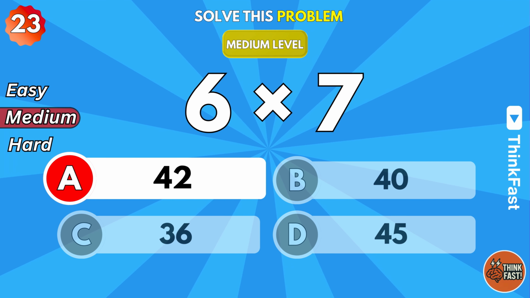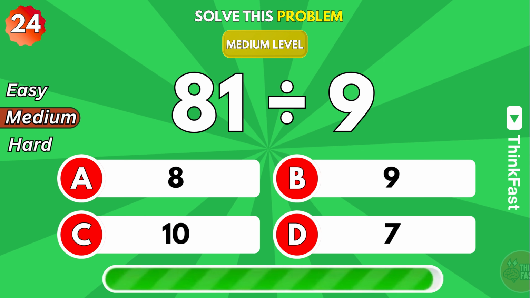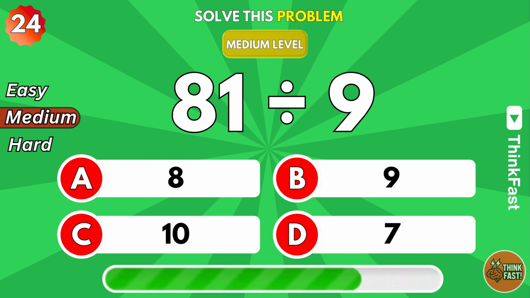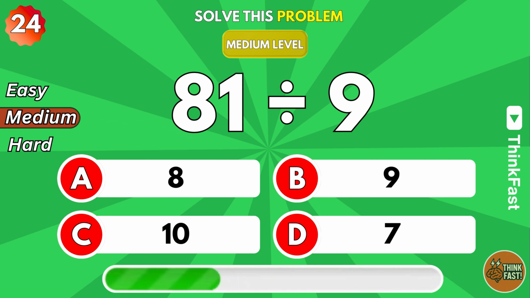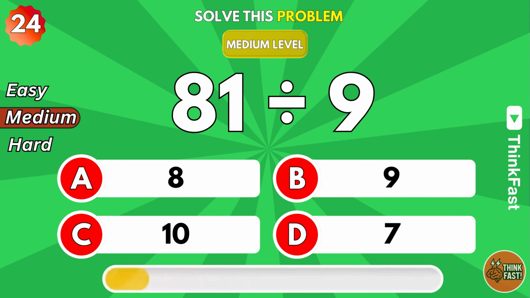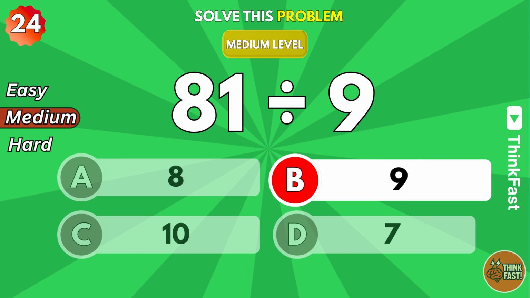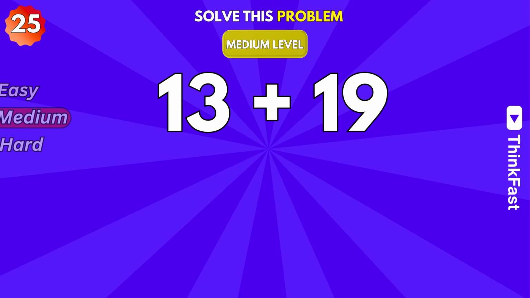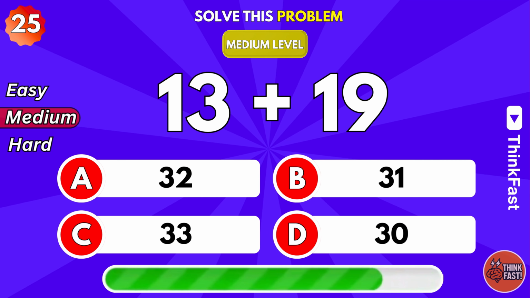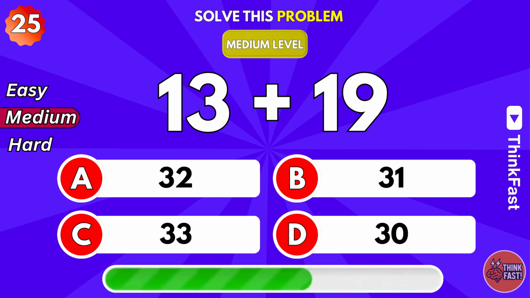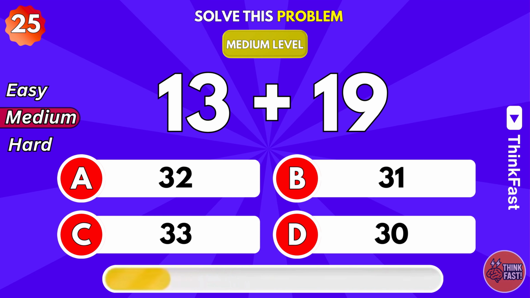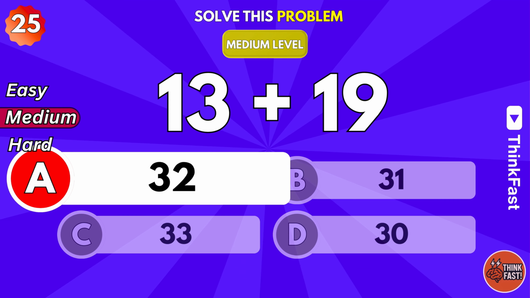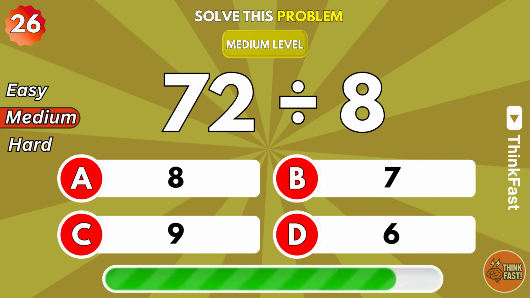Answer A, 42. What is 81 divided by 9? Answer B, 9. What is 13 plus 19? Answer A, 32. What is 72 divided by 8?